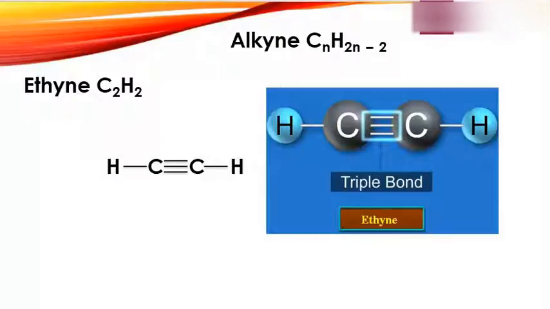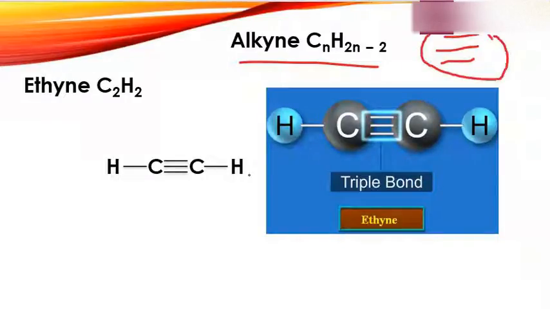Next we have alkyne, which is CnH2n-2, and we have a triple bond between the carbons, one carbon, the other carbon, and one hydrogen attached to each. This is the triple bond of ethyne, one hydrogen connected to each carbon.